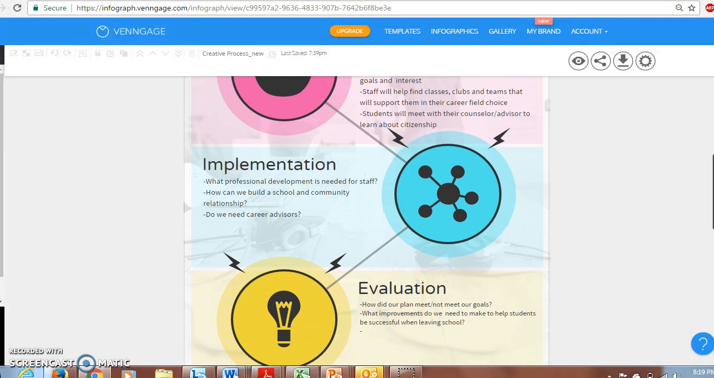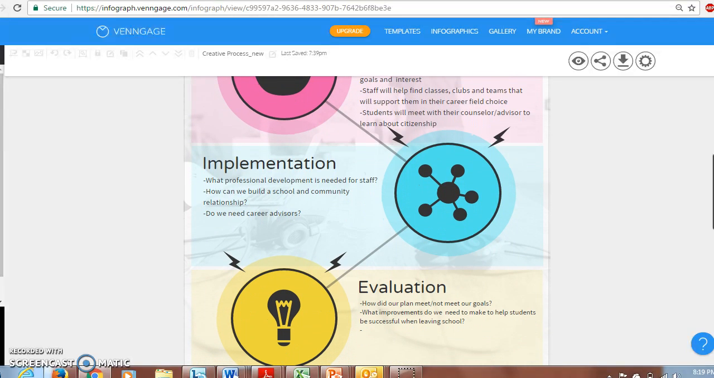Next is our implementation. What professional development is needed for staff? Obviously, we're going to need some professional development as we're trying to focus on these ideas. How can we build a school and community relationship? When we are trying to figure out how our students are doing, we need to build that strong community relationship, not just with the community and how our behavior is, but with businesses, and build a rapport with those groups to understand how our relationship is with our students once they leave our school.